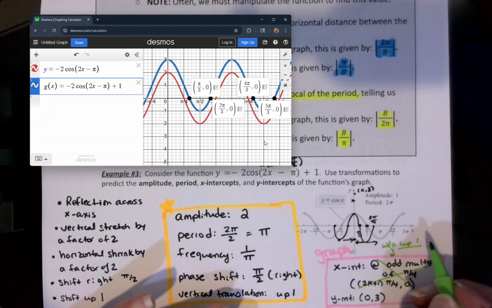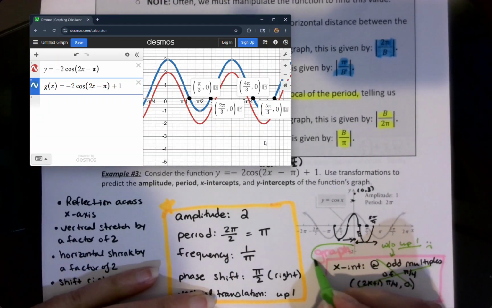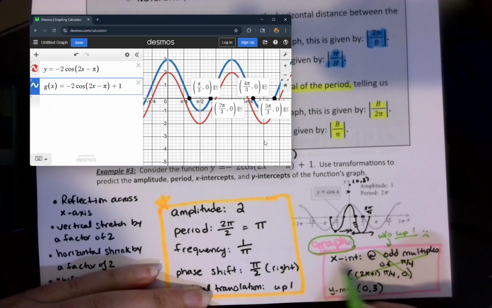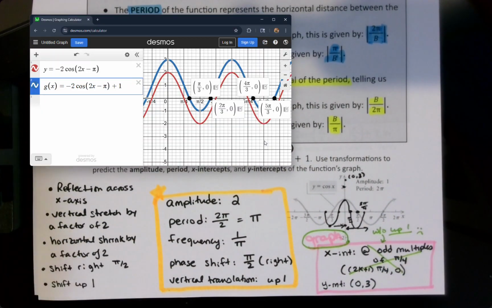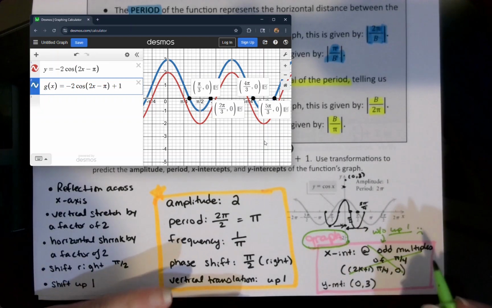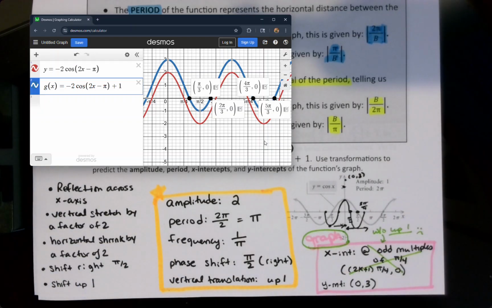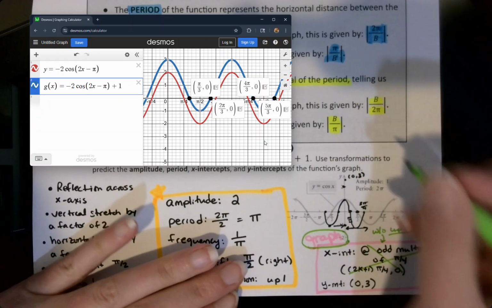So again, we should be using the graph for these. We did a really good job. We got all the transformations. I just forgot about the up 1. So our actual x-intercepts, let me write up here.